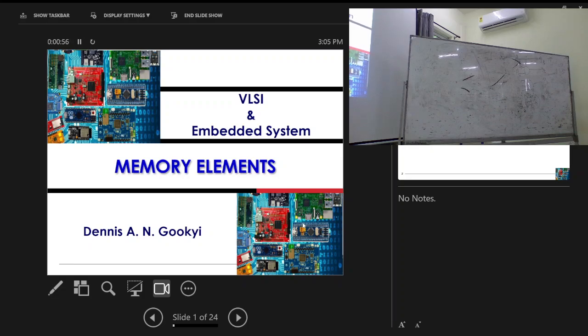So, in case you are following, the combinational logic we just did does not store anything. As long as you give it an input, you get an output. Once you change the input, the output changes, like an AND gate. You don't store anything, right? So now we are going to look at the memory element within your computing system.